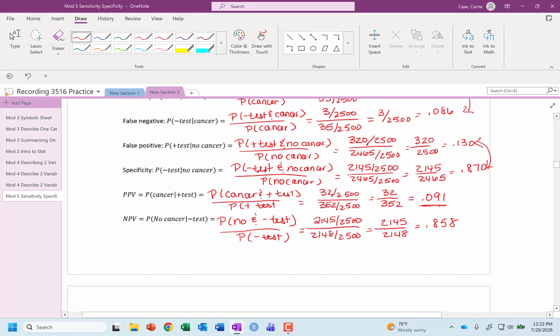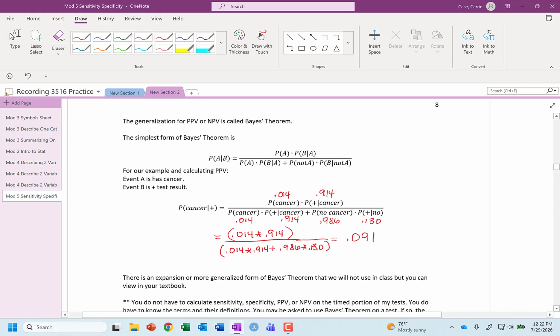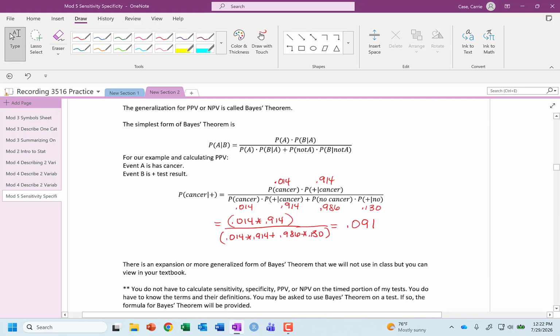But sometimes you don't have raw numbers. You're given sensitivity and specificity of a test in percent form, and so you have to use Bayes' theorem to apply this. That's what you're going to see in your practice assignment.